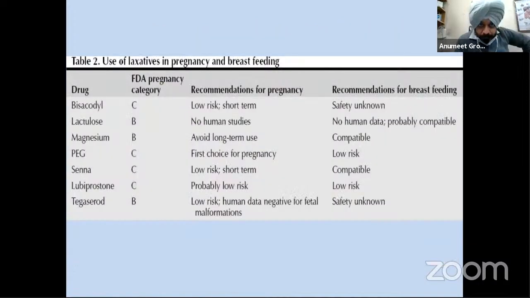This is the laxative class category in pregnancy and breastfeeding. Lactulose is important, it is category B. It is safe during pregnancy and in breastfeeding. We also advocate polyethylene glycol in pregnancy.